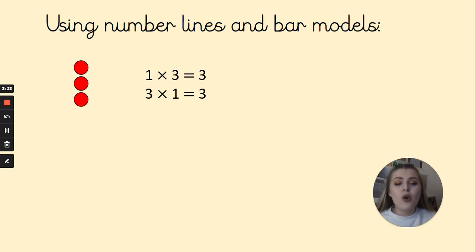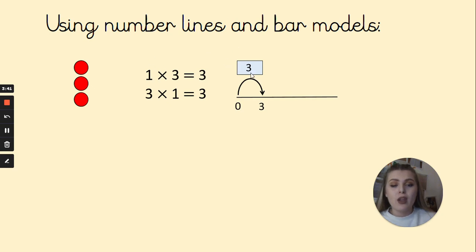If I wanted to show this on a number line, I would draw a number line starting from 0, and I do one jump of 3. That is 1 times 3, one jump of 3. And if I was going to draw this as a bar model, I would draw one bar that is worth 3. So if I had this picture, I could see that I have two lots of 3 or 3 lots of 2.